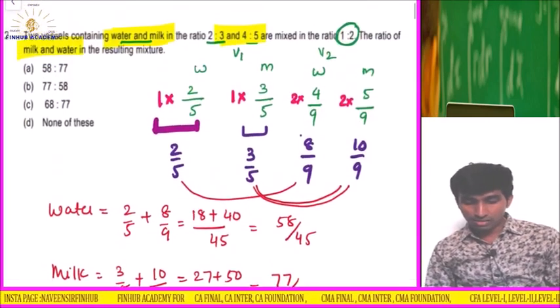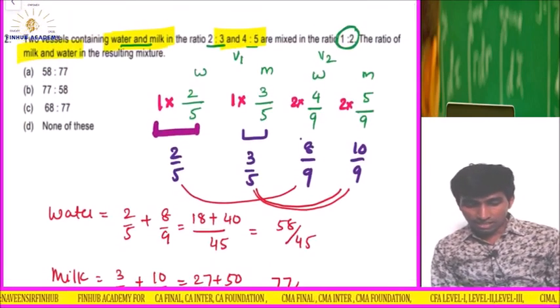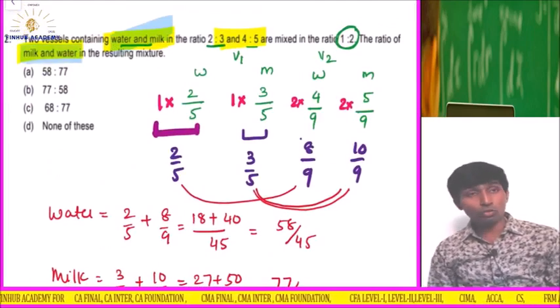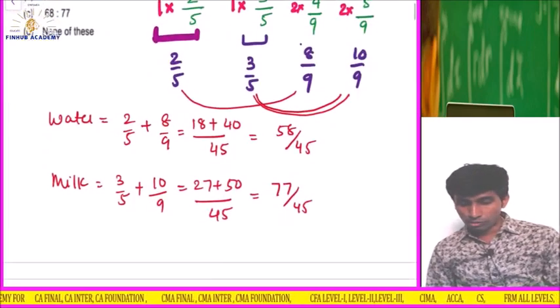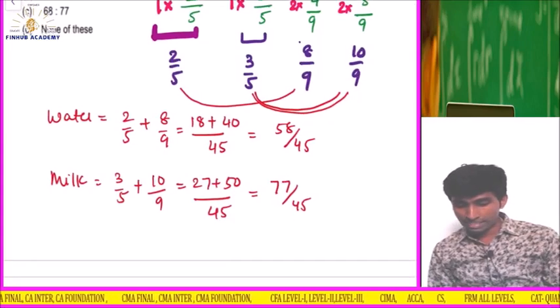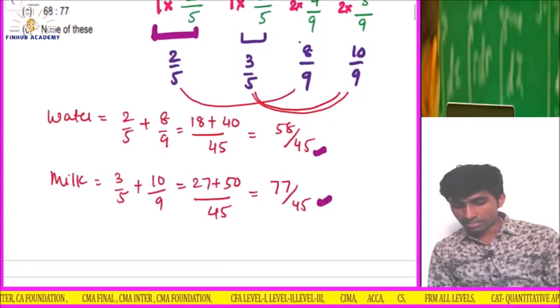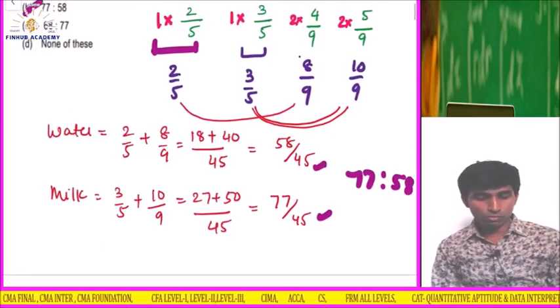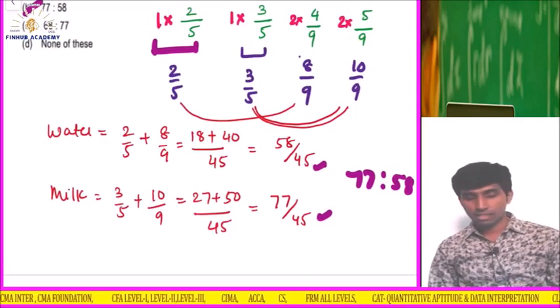Now please concentrate here. They have given us the ratio of water and milk, and they are asking us milk to water. What are they asking? Milk to water. So milk is to water, because the base is the same. See, the denominator is the same. So it is 77 is to 58. Option is what? B. Okay, easy.